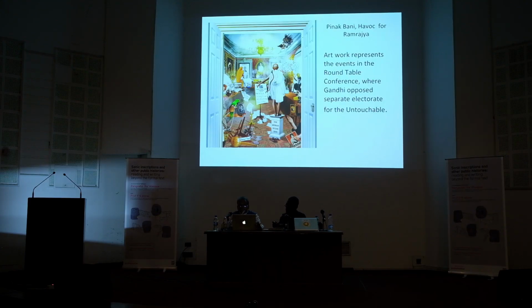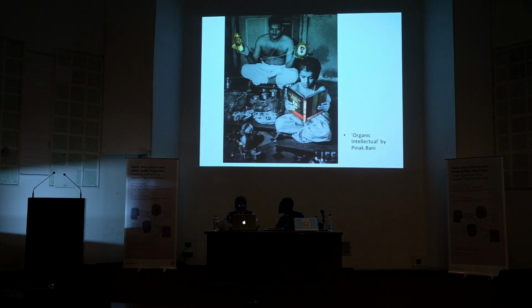So this is how, I mean, there are a lot of things. I won't go into the entire visual analysis because I have very short time. So this is another quite interesting work, Organic Intellectuals by Pinak Bani. Now here is a Brahmin's household, typically having a puja and everything. So on one hand he is holding Tilak, Lokmanya Tilak, and in another hand he is holding Marx.